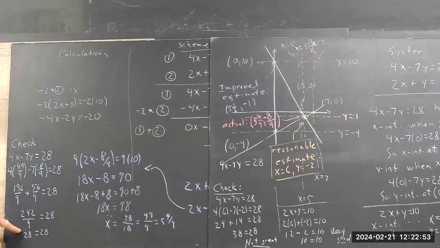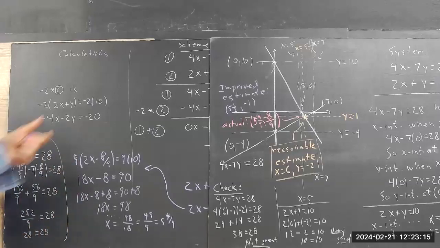20 times 9 is 180, leaving us 72. 9 into 72 is 8, so 28. That works out. Okay? Now, we're out of time. We also want to check the second equation.